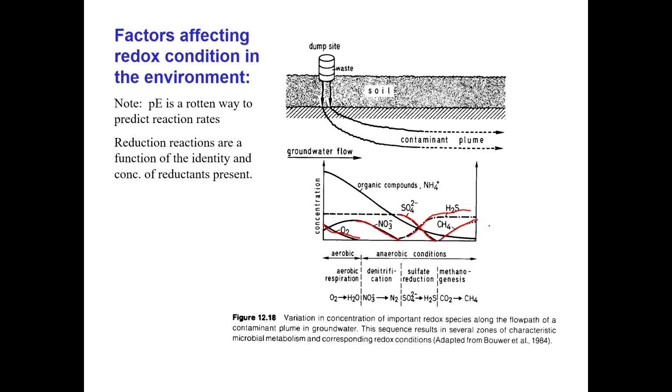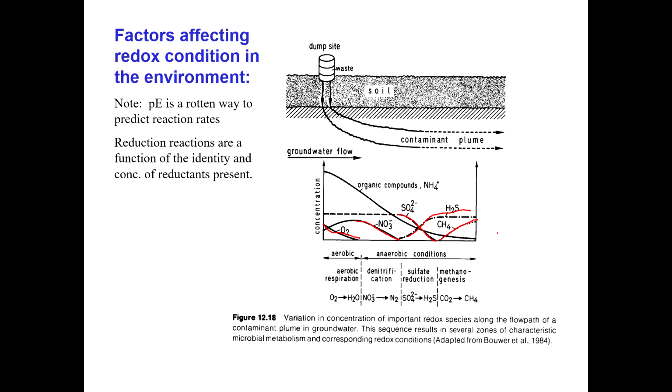Now, different species do different things. Things that can do methanogenesis probably can't do some of these other processes. But some things, especially sulfate-reducing organisms, can often use other electron acceptors. Maybe not oxygen, but other things. So this is a really common pattern that you will see in groundwater.